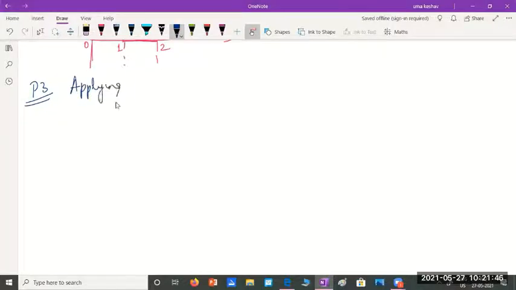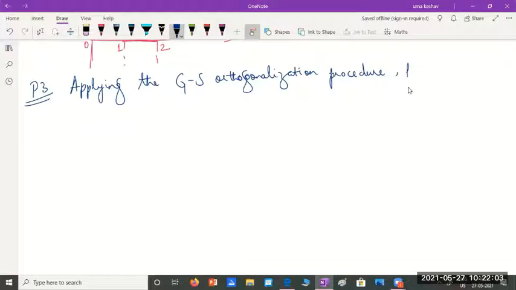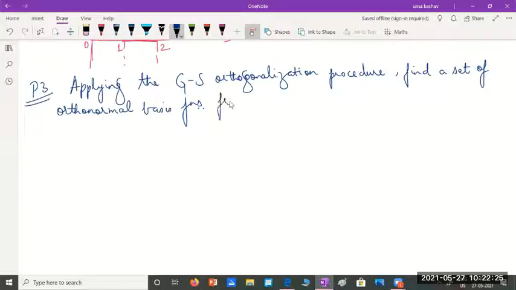Applying the Gram Schmidt orthogonalization procedure, find a set of orthonormal basis functions from the given set of signals shown below.